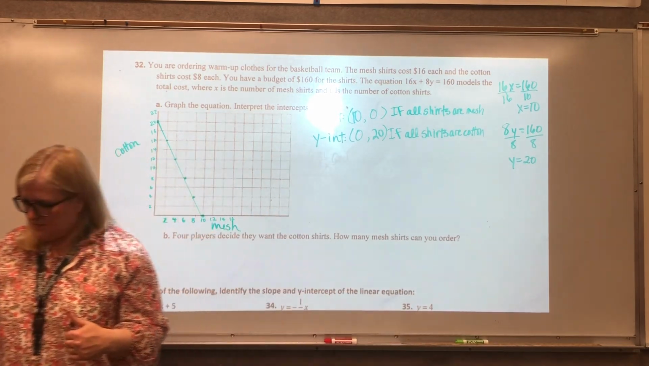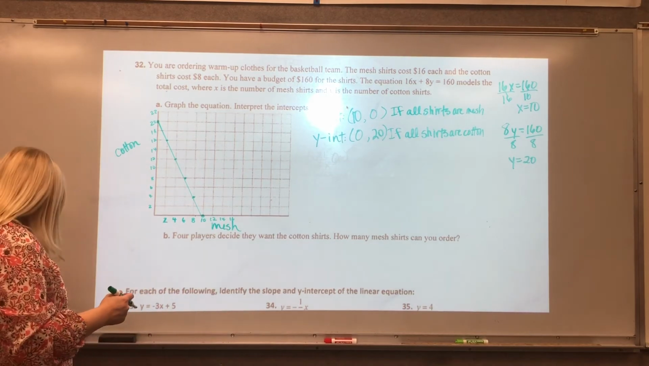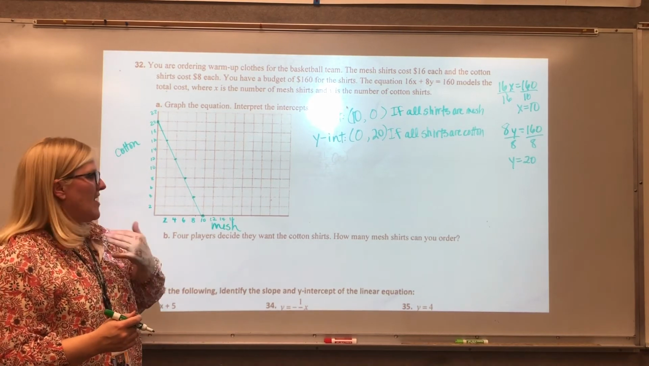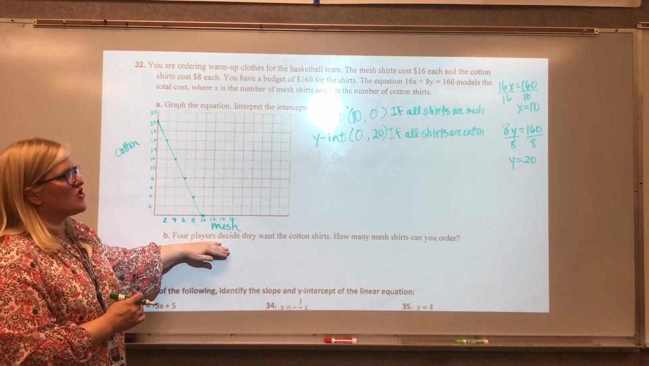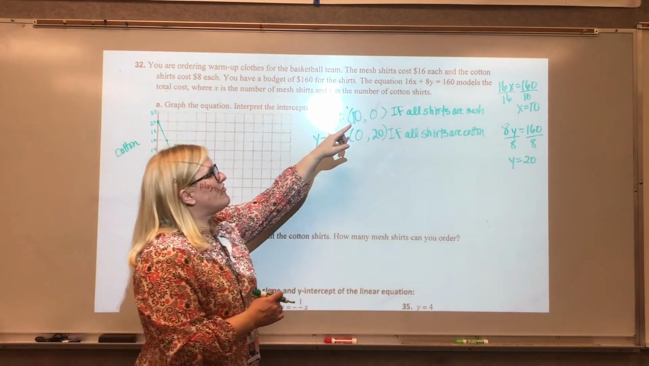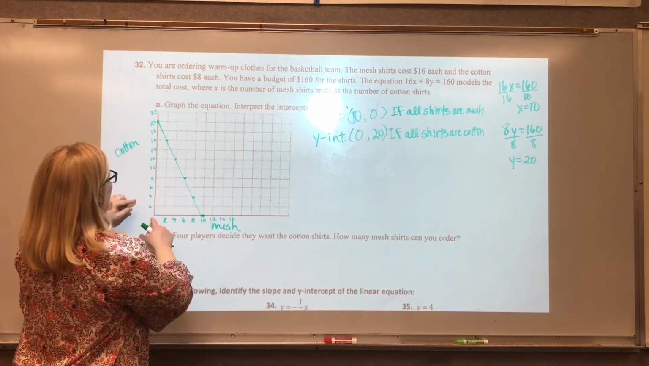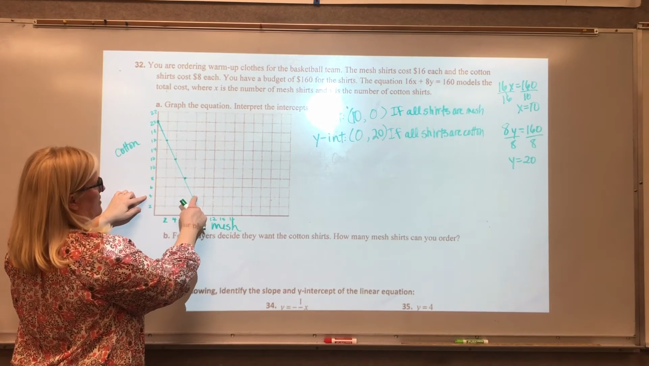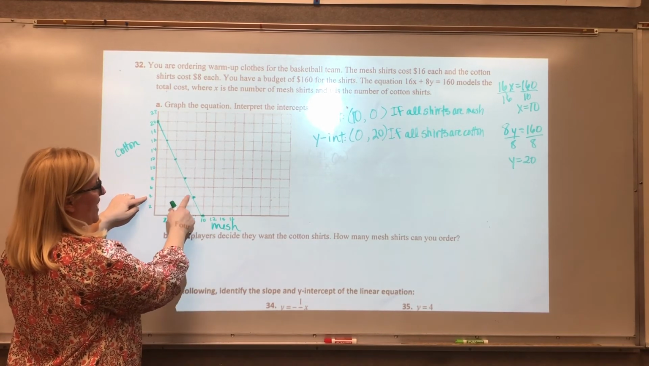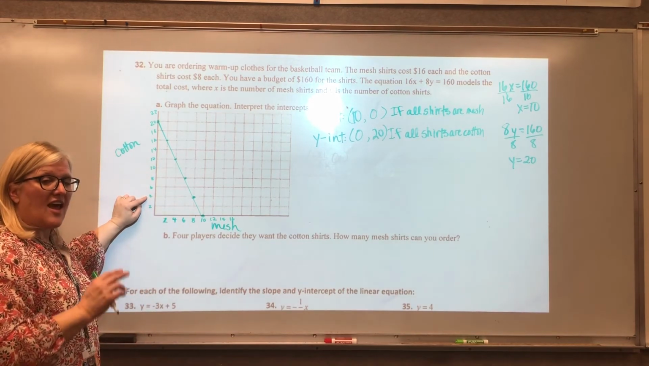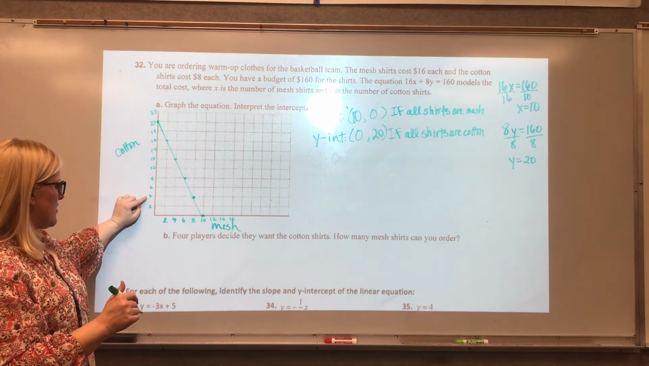Now chances are people on the team, some are going to want mesh and some are going to want cotton. And so it says here, 4 players decide they want the cotton shirts. How many mesh shirts can you order? Well, if they want 4 cotton shirts, then I'm going to plug 4 in for y. I can also look right here on my graph too. So 4 cotton shirts is going to make 8 mesh shirts, and that will add to 160. But let's do it throwing it into the equation.